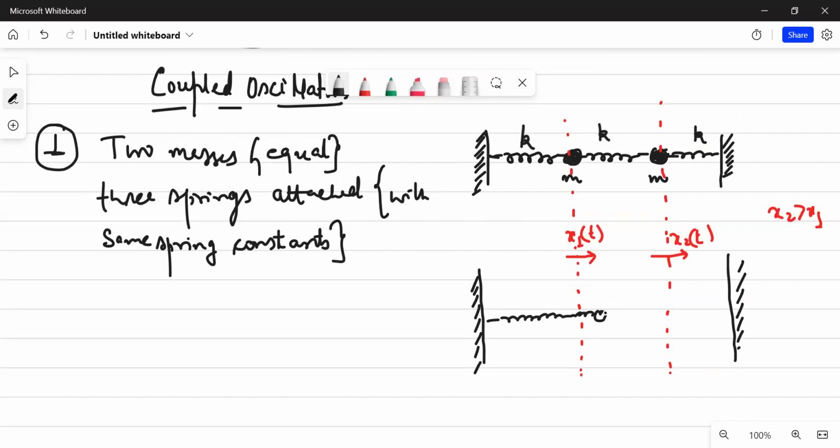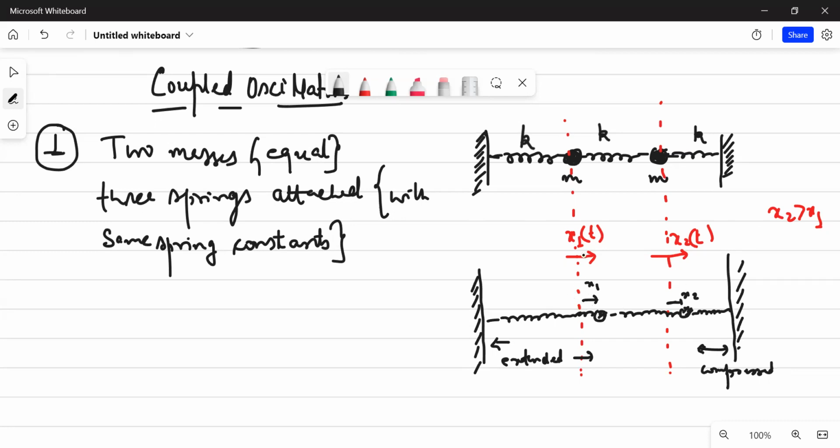So your mass will come here, displaced by x1. And this mass is displaced by x2. This is how it is. So this particular spring has been extended, and this particular spring has been compressed. And understand that if x2 is greater than x1, then the middle spring has also got elongated. Is that clear?